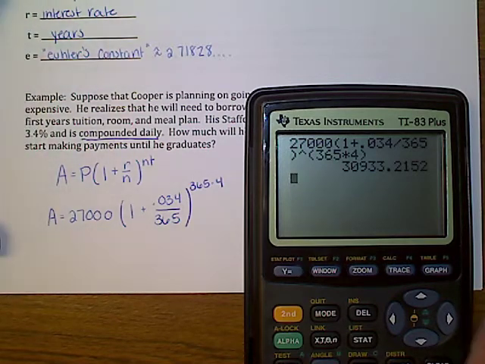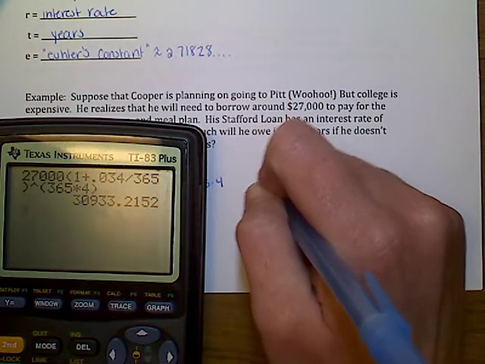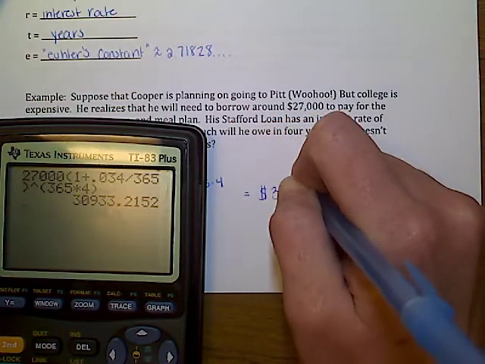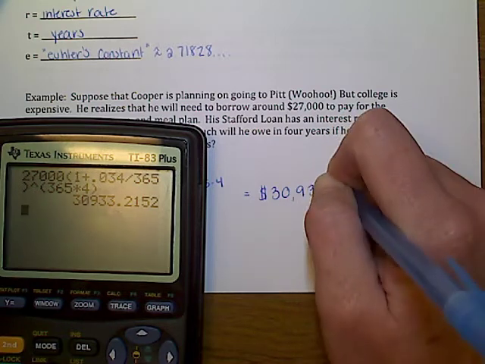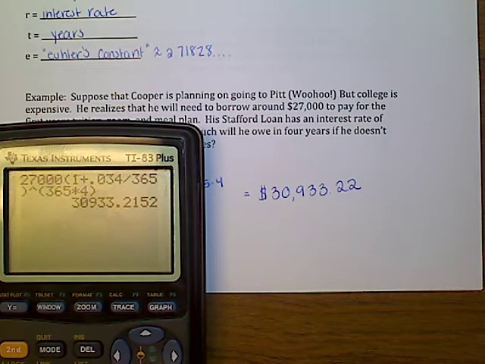Enter. That's the amount that Cooper is going to owe the day he graduates. Since it's money, we're going to round to 2 decimal places. Okay. So that means he's going to take out this loan for $27,000, but he's actually going to owe that much when he graduates. The bank is going to charge you interest.